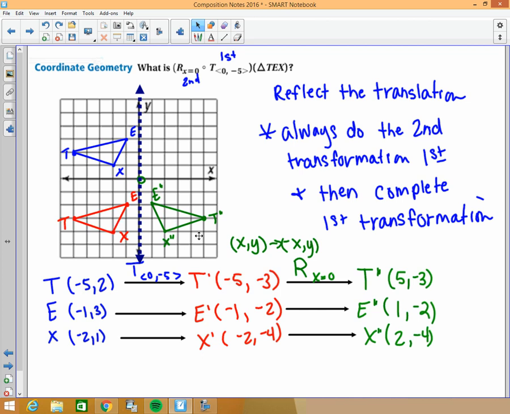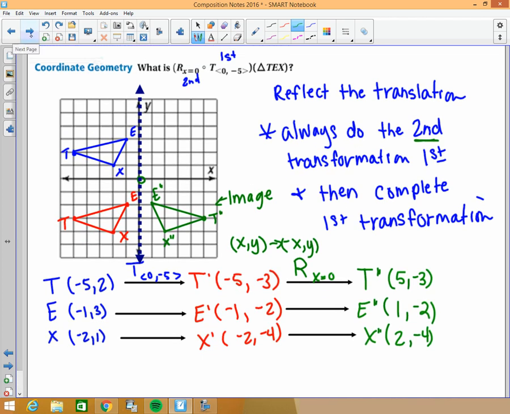So the final image, which remember this right here is the image, is the reflection of the translation. Again, always doing the second thing that's listed first, and then do the first last. Okay, so that's how we do compositions.